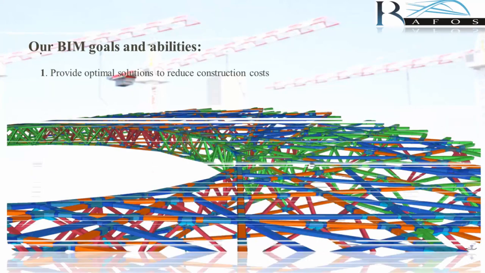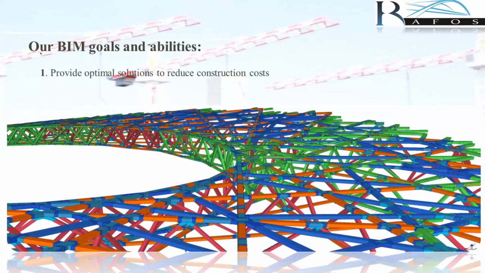Our BIM goals and abilities: provide optimal solutions to reduce construction costs. Today, building information modeling has been widely used in the design, construction, operation, and even demolition of buildings. In general, BIM adds to the two-dimensional drawing and related specifications 3D modeling components with a specific feature. That feature is that every member of the design shown in BIM, in addition to having its three-dimensional physical nature, has an array of information about the various activities and tasks of building management.